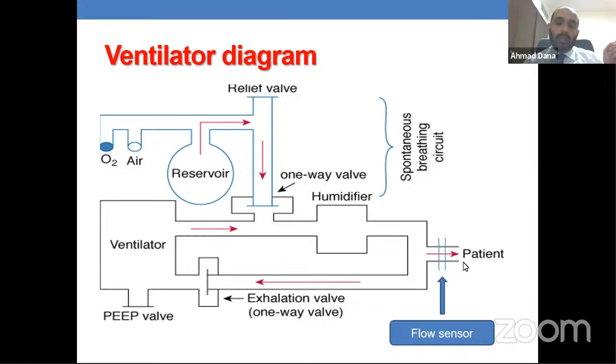Once we open up the circuit for expiration, the pressure will drop, so the air will come back from the patient and out. This is what happens. The airflow in or out is obtained by the flow sensor. So the flow over time gives you the volume. The volume you get through the flow sensor.